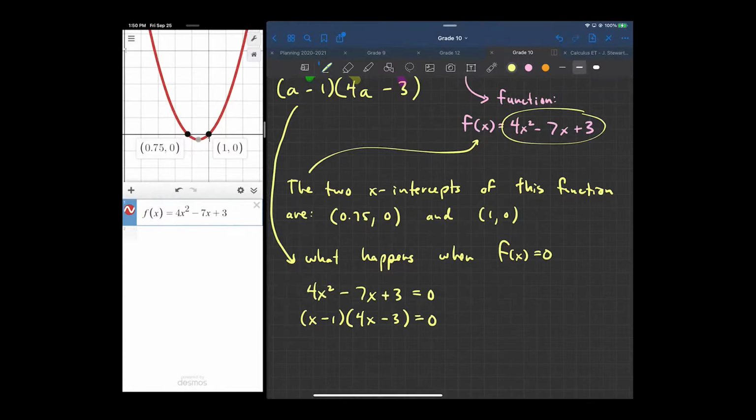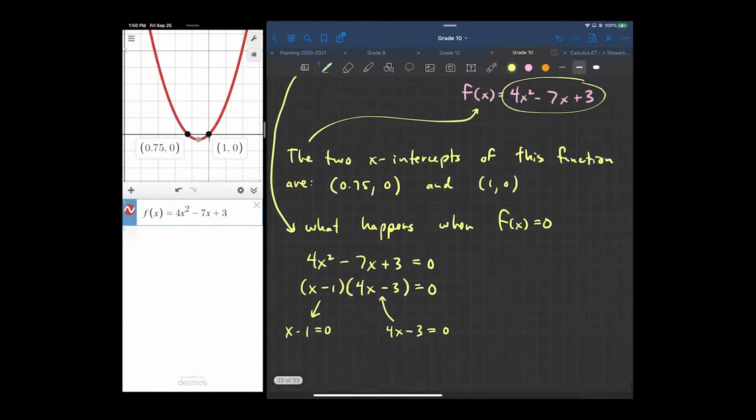Well, yesterday we learned that if there's a product that's equal to 0, one of the factors must be equal to 0. So this must mean that either x minus 1 is equal to 0 or 4x minus 3 is equal to 0. Let's solve for those. For one of them, x equals 1, and the other one is, well, 4x equals 3, and then divide both sides by 4, and then x is equal to 3/4 or 0.75.